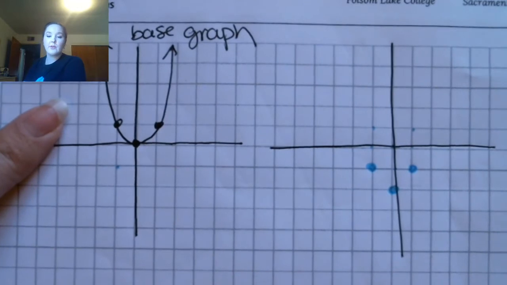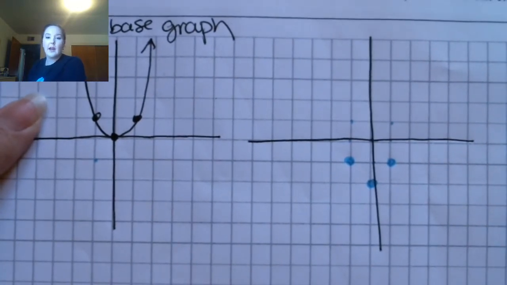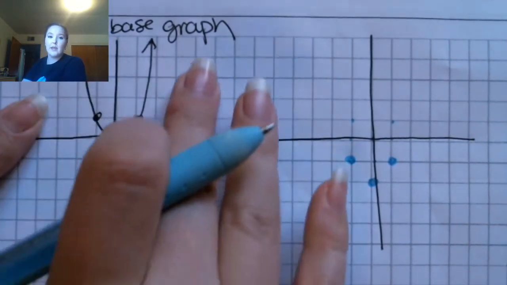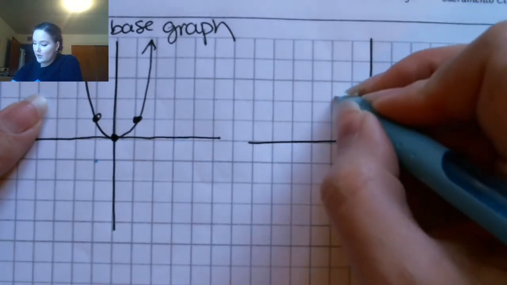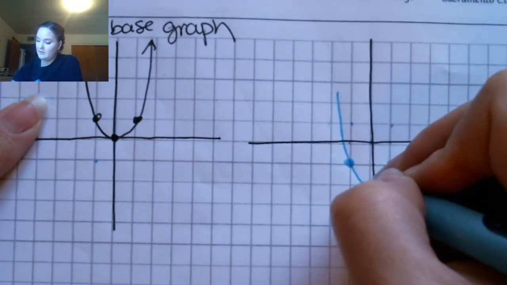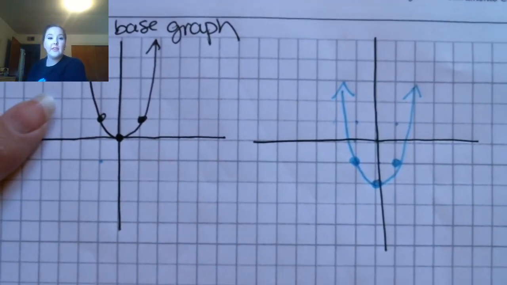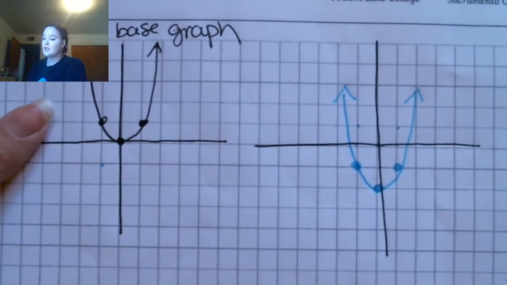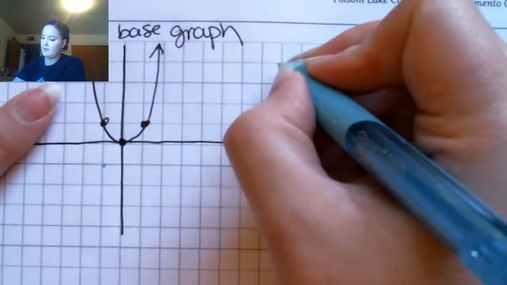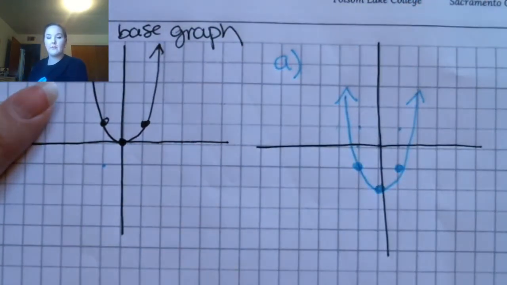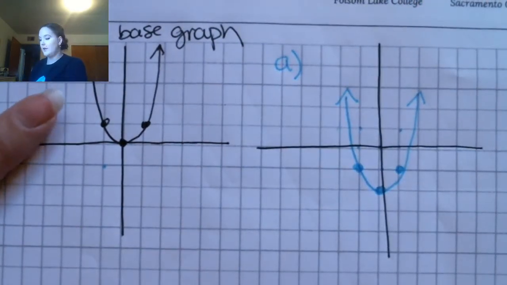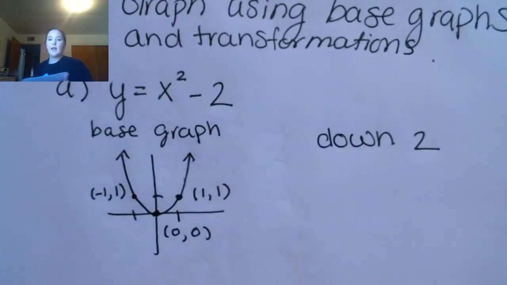So there's my 3 key points, and then I'm going to draw in the base graph shape because I know it is parabola shaped. And there's my graph. Just as easy as that. All right, so let's look at another example of this.